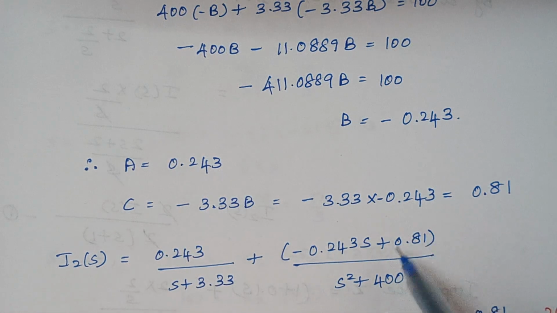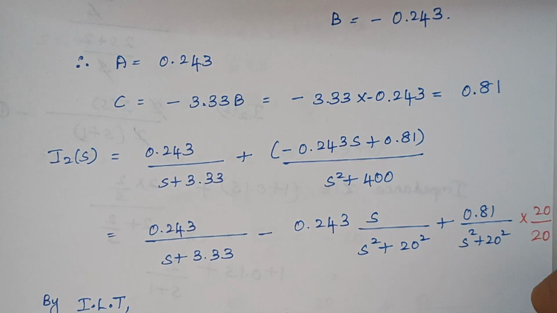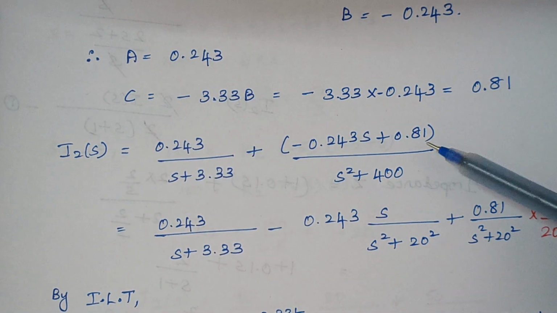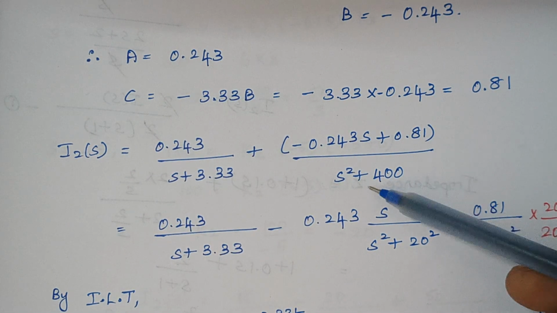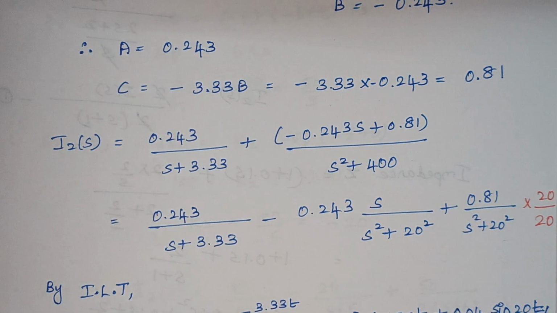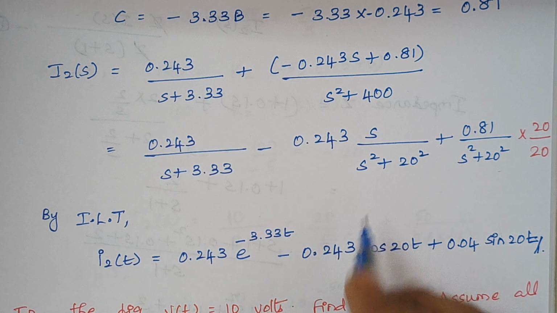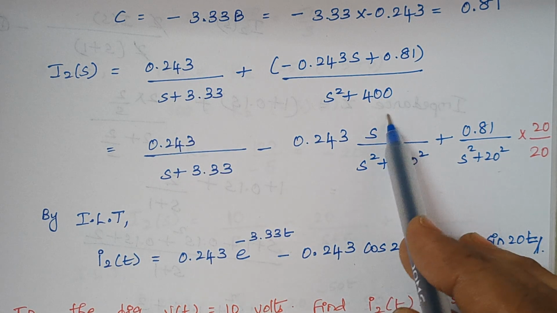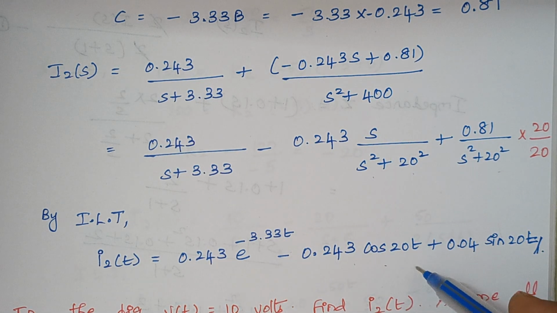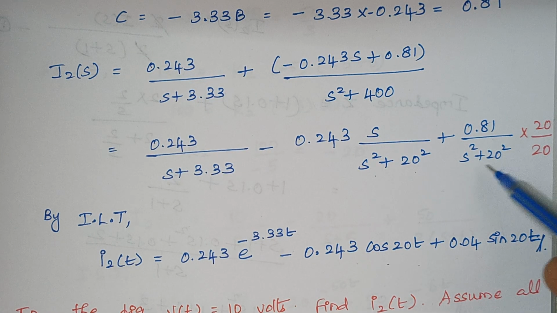Okay, I am going to split this expression. So when you split this, you see this is how it looks. Right. So here the final term is, again, 20 square. So it is multiplied and divided by 20, and when you take inverse Laplace transformation, here we are getting 0.243 e power minus 3.33t, and here it is 0.243 s by s square plus 20 square gives cos 20t, and finally 0.81 by 20 is 0.04 and 20 by s square plus 20 square is sin 20t.